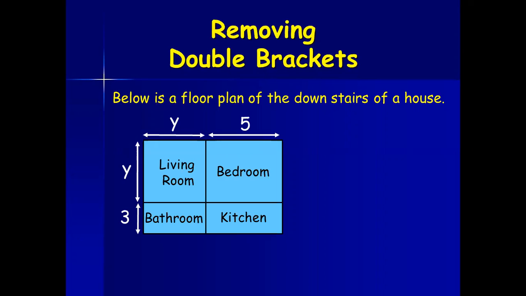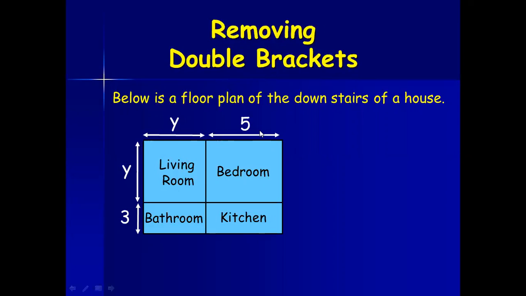First of all, to expand two brackets, we can take an example of a bedroom or a house. Below is a floor plan of the downstairs of a house. We have the living room, beside it the bedroom, beside it the bathroom, and then the kitchen. The living room is common between the bathroom and bedroom. It's y here and y here. The bathroom has side length 3 and the bedroom has side length 5.